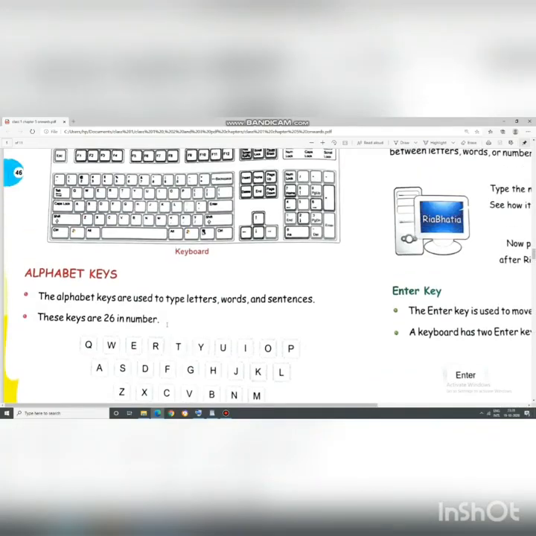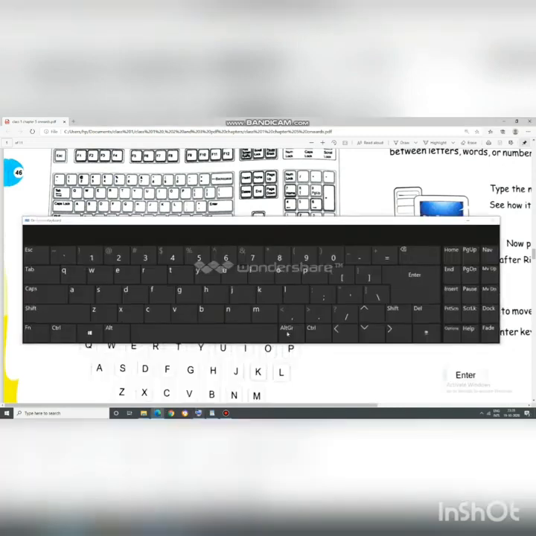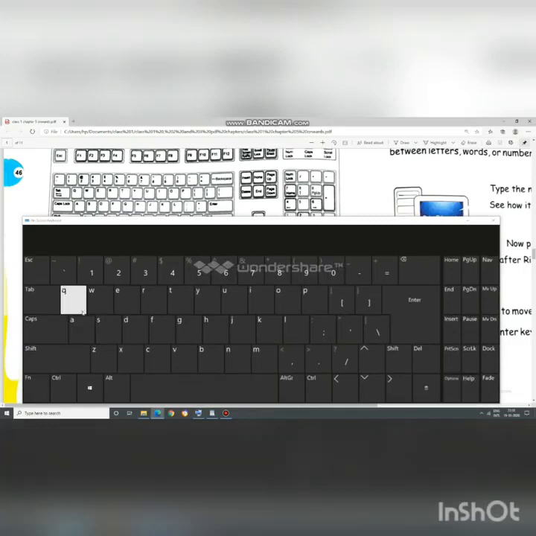Now children, let me show you an on-screen keyboard. Now this on-screen keyboard will help you to recognize the alphabet keys, which are starting from small a to small z, and they are placed randomly, right? They are not in order.